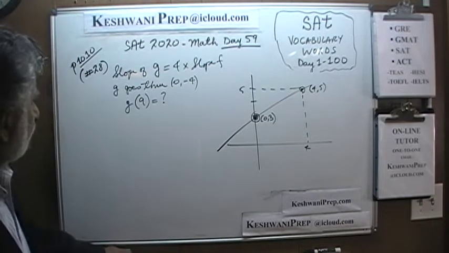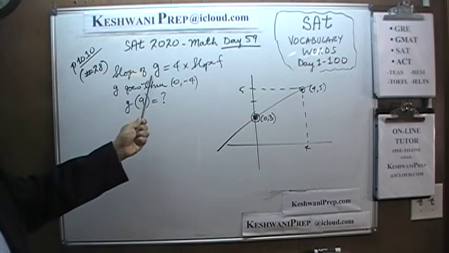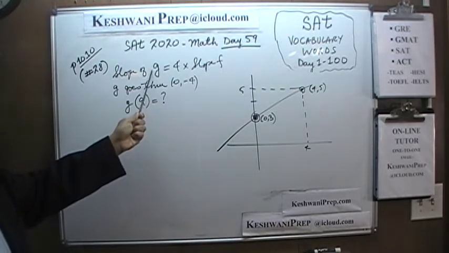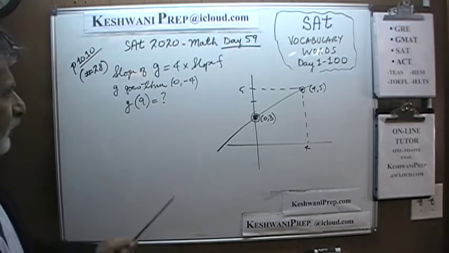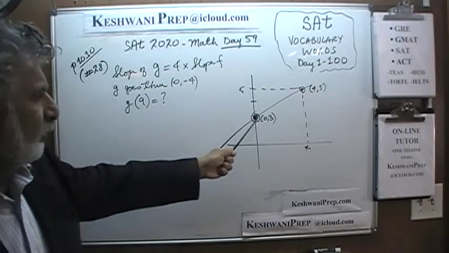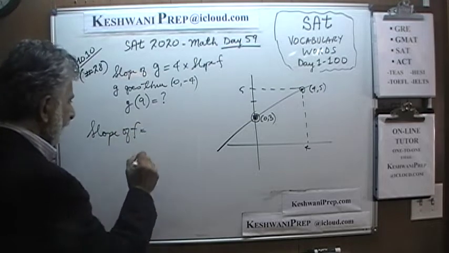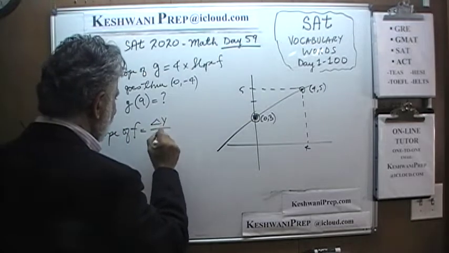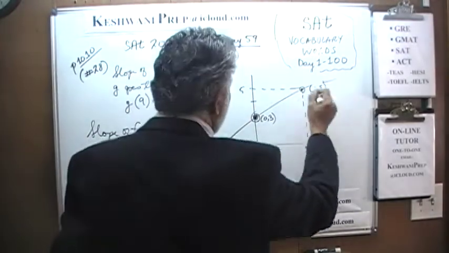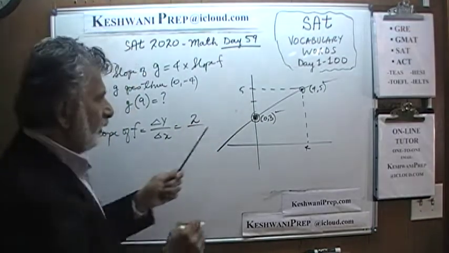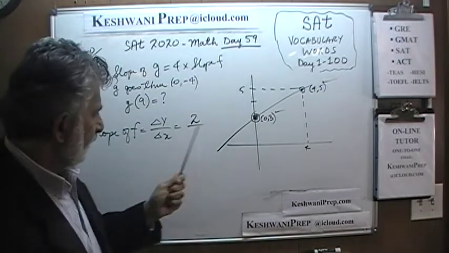Well, we know the slope of g is 4 times the slope of f. If we can somehow figure out the slope of f, we can figure out the slope of g. And if you have the slope, you already know what point it goes through. We'll have the point-slope formula and we'll be all set. Slope of f, we can figure out from the fact that it goes through these points. So let's find that. Slope of f is simply the change in y over the change in x using these two points here. So change in y, this is 5, this is 3, so that's 2. And the change in x, I'm just going to put down 4.